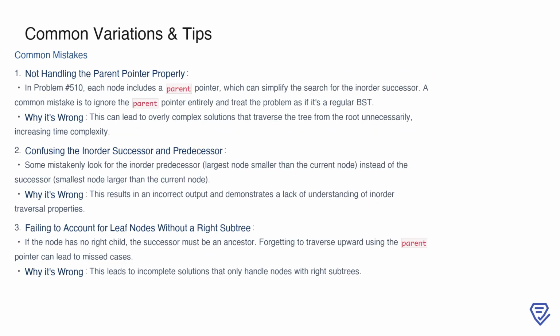When solving problem number 510, one of the most common mistakes is neglecting the parent pointer provided in the problem. This pointer is a key feature that simplifies the search for the Inorder successor, yet some solutions ignore it entirely and treat the tree as if it were a regular binary search tree. This oversight leads to unnecessarily complex solutions that traverse the tree from the root, resulting in higher time complexity.